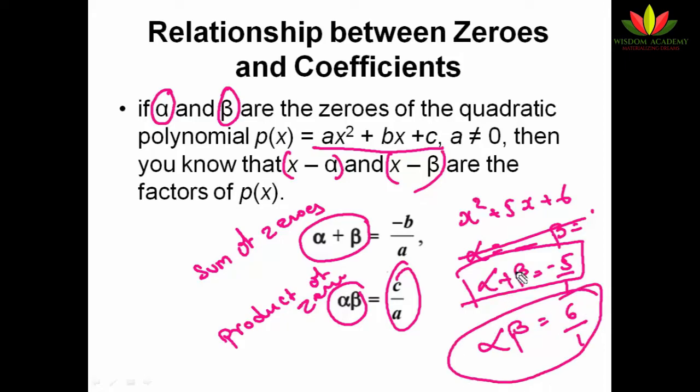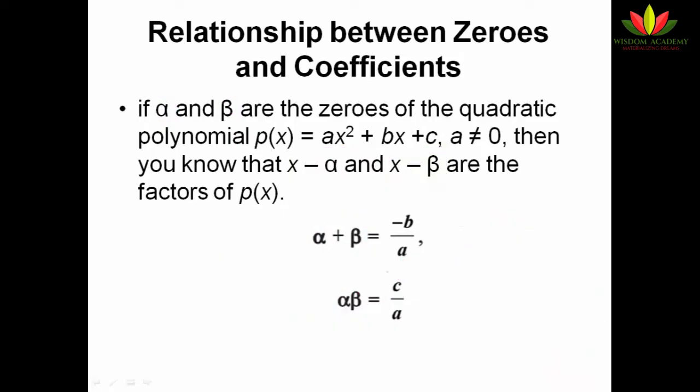Okay, alpha plus beta is minus b by a. In the place of b I have 5, so minus 5 by 1, and the alpha beta value is going to be c by a, which means 6 by 1. Alright, so like this we can find the relationship between zeros and coefficients for a quadratic equation.